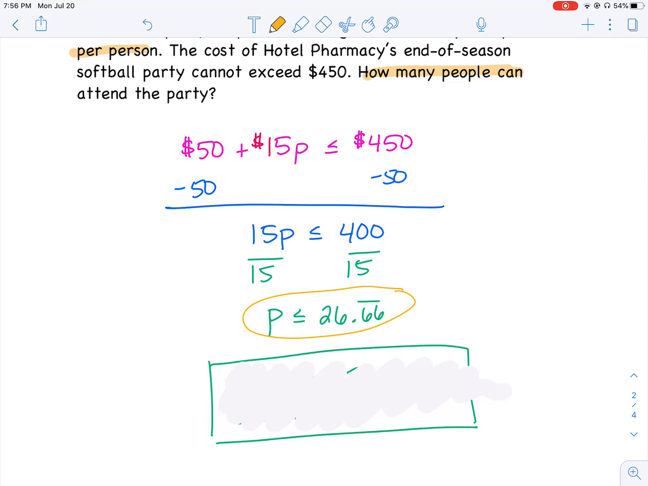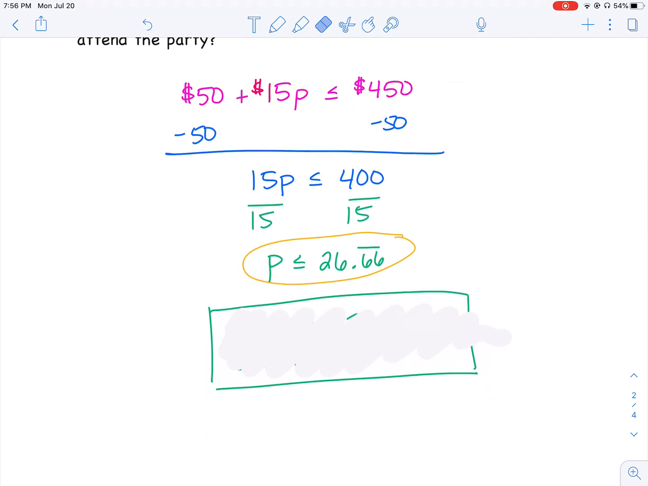So it only makes sense to round down in this problem because it's a word problem, and have a final answer that says you can have at most 26 people attend your party, or 26 people or less attend your party. Not 27 though, that would be too much. So at most 26 people can attend your party.